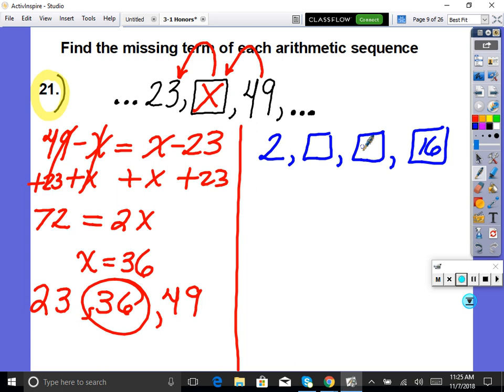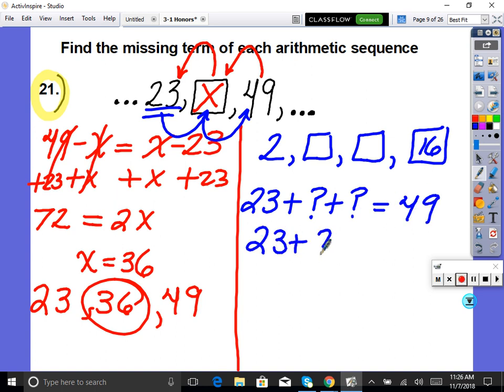So let's look at it a different way. Instead of solving for x, let's solve for what we're adding by each time. So this is how my algebraic framework sets up a true statement. Isn't it true that starting with 23, we need to add something, add that same something, and we get 49? So 23 plus something equals 49.